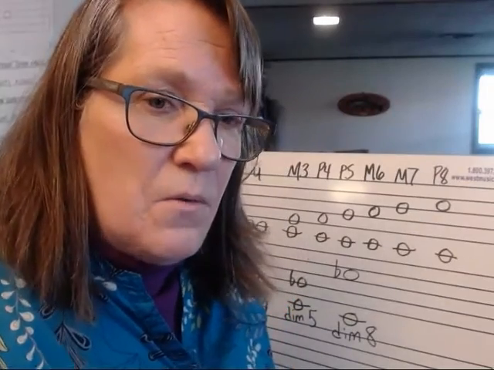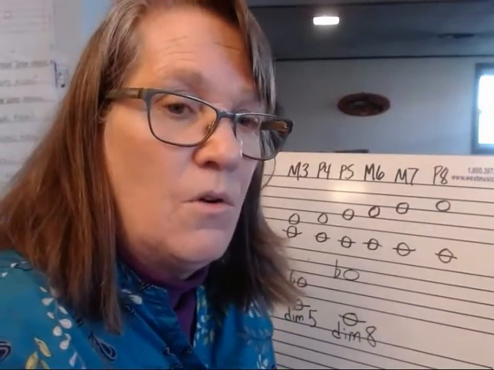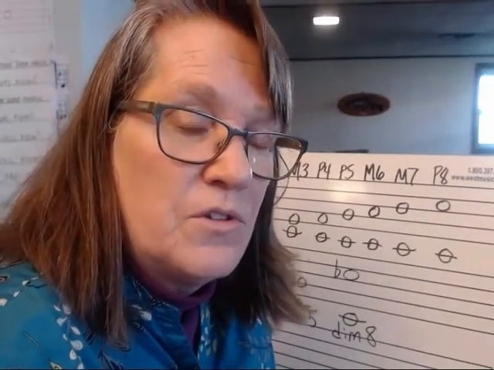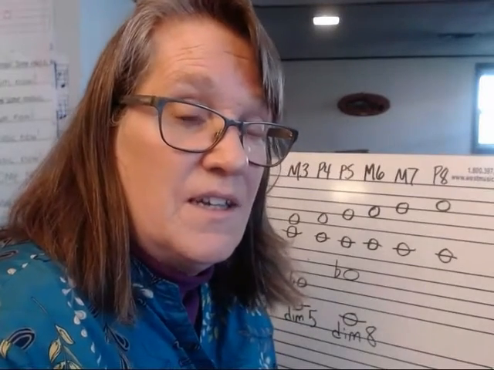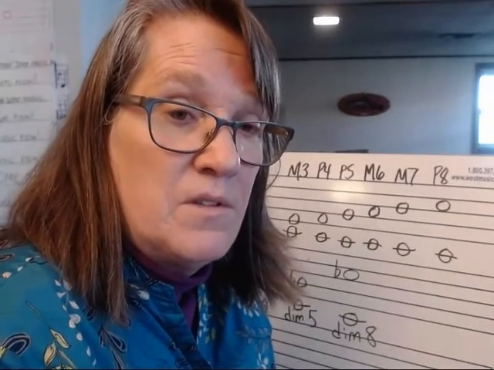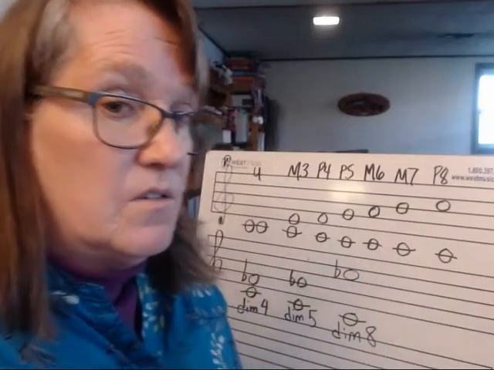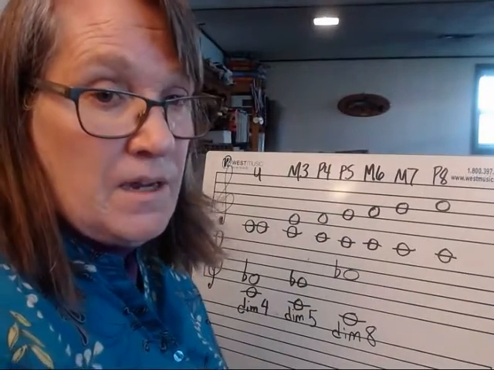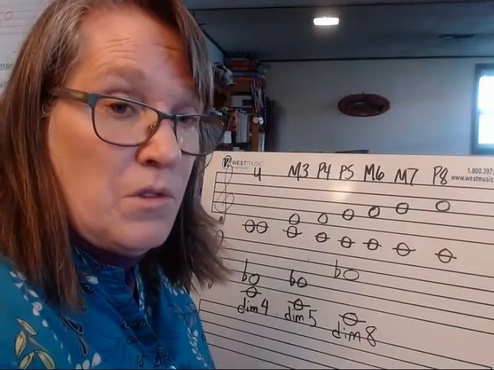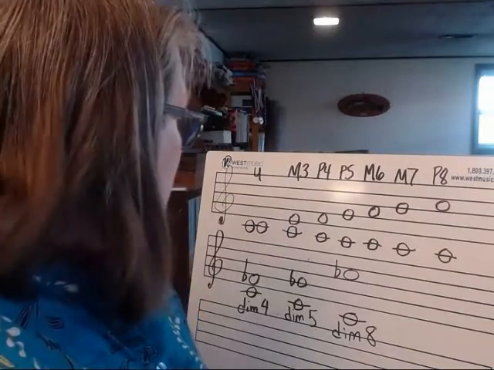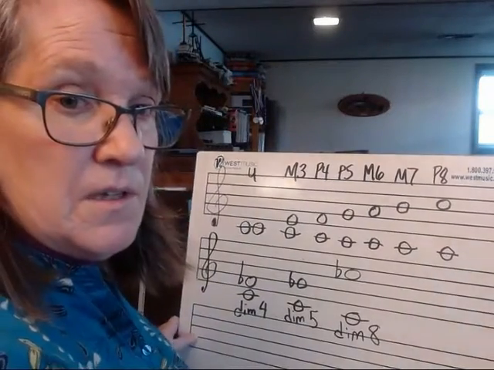Okay, so we talked about what happened when you lowered a major interval. Now, what happens when you lower a perfect interval? Instead of becoming minor, it becomes a diminished interval. So there's no such thing as a minor fourth or a minor fifth. We call that a diminished fourth and a diminished fifth.